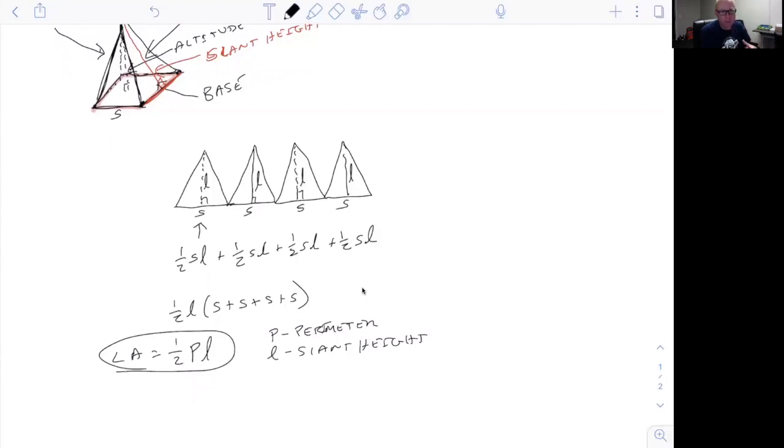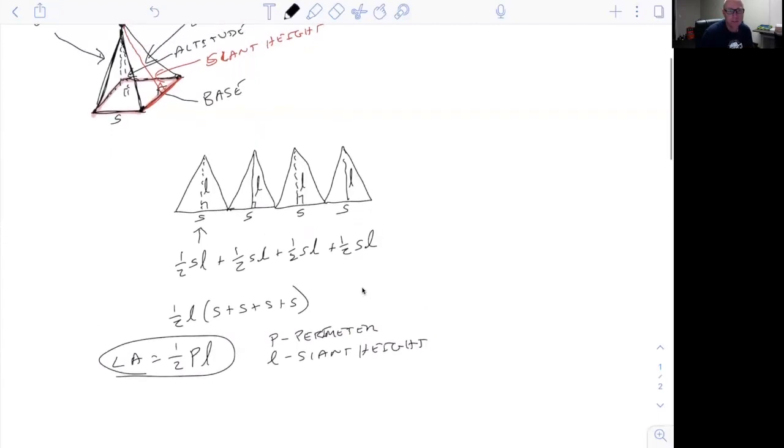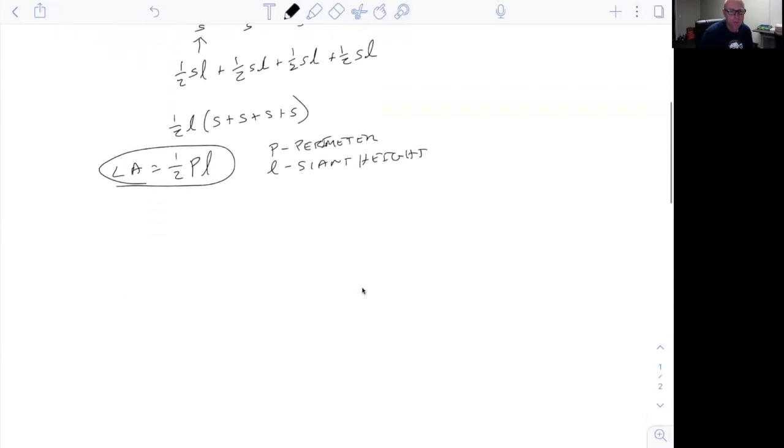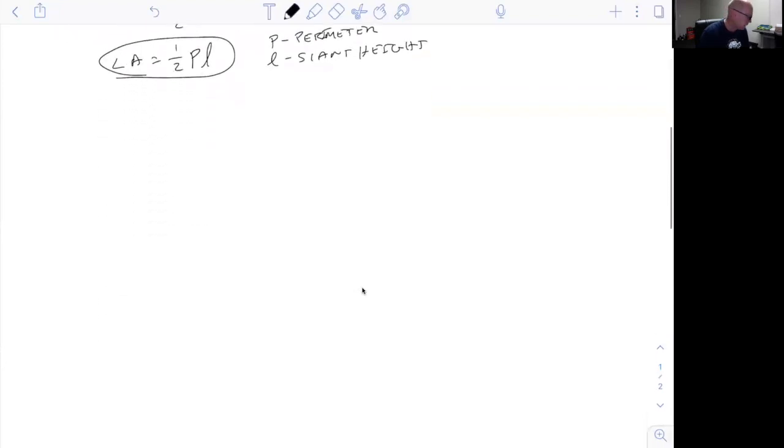And then if I was going to find the total surface area, then all that's left to do would be to find the area of the base, which is very simple in this case. It's just the side times another side, base times height. It's a square, so it'd be two sides multiplied together. Or if it was a rectangle, it would just be base times height. So I just need to find the area of the base, and that would give me the total surface area. But let's just start with this idea of finding the lateral surface area.